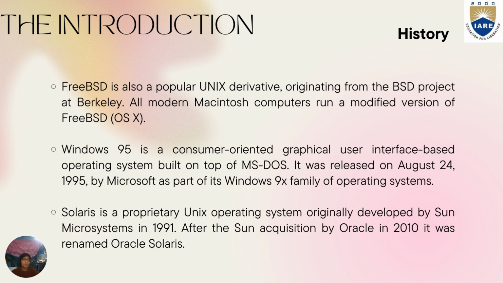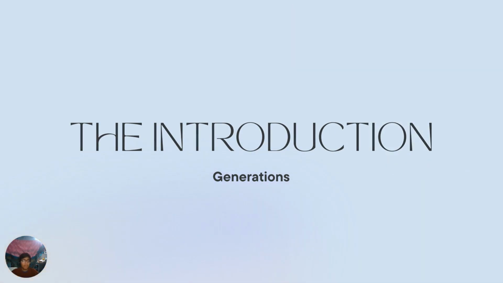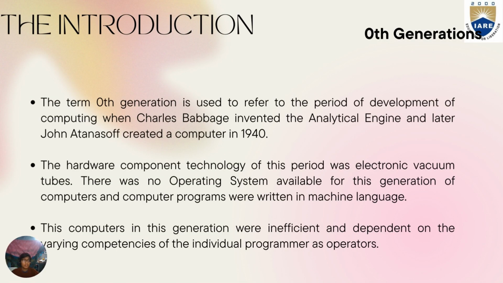Solaris is a proprietary Unix operating system originally developed by Sun Microsystems in 1991. After the Sun acquisition by Oracle in 2010, it was renamed Oracle Solaris. So let's talk about the generations.